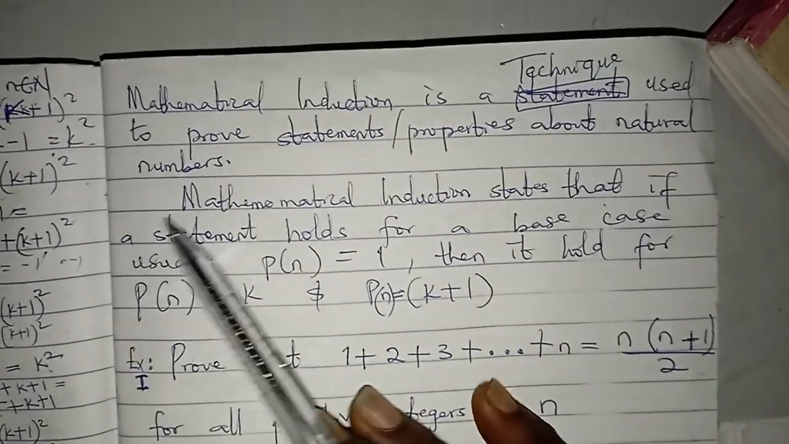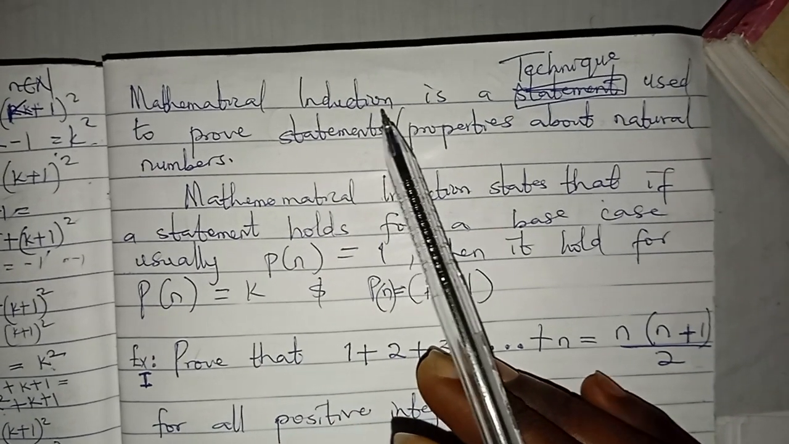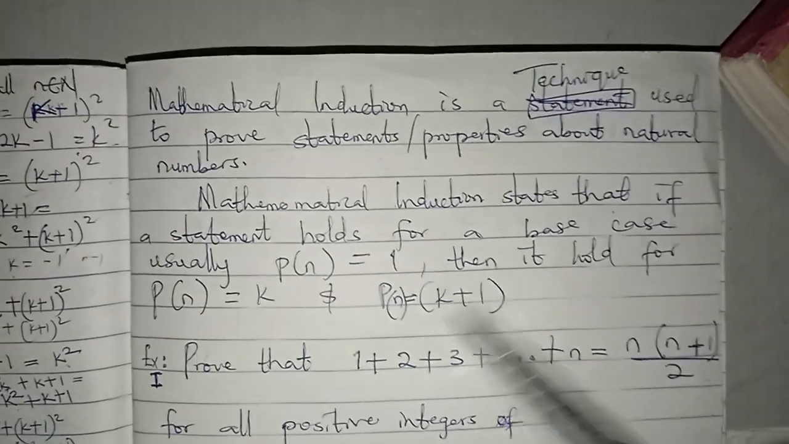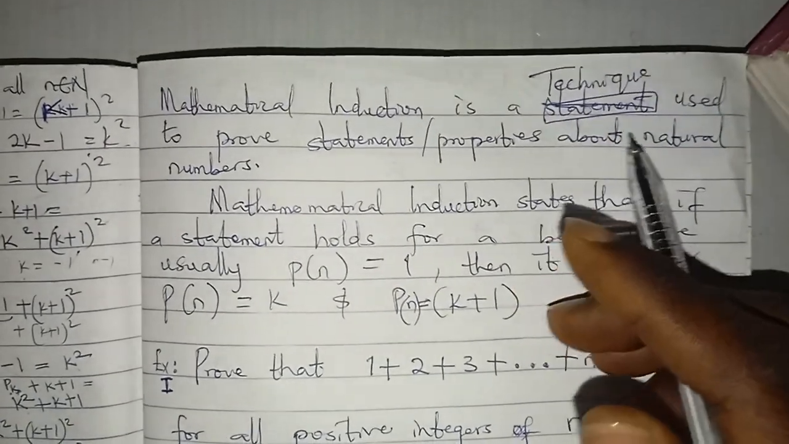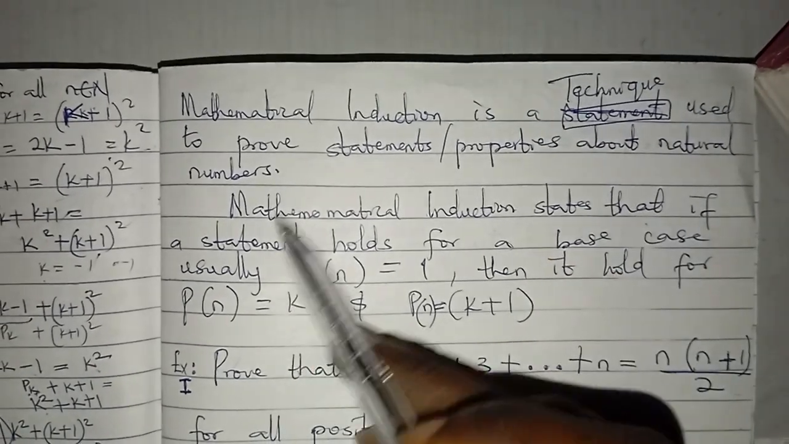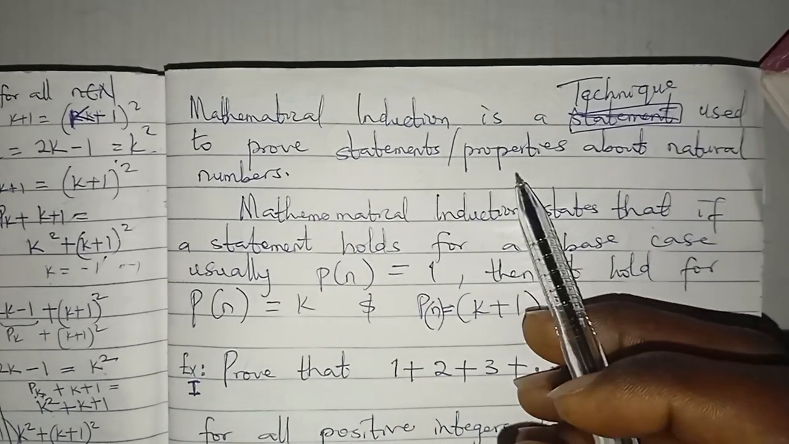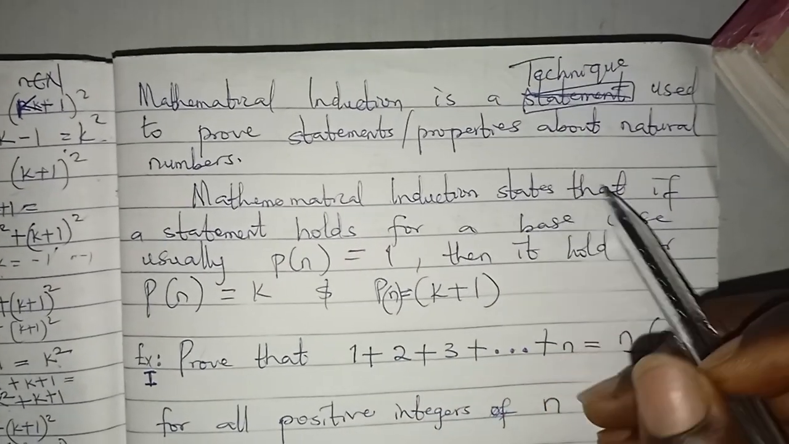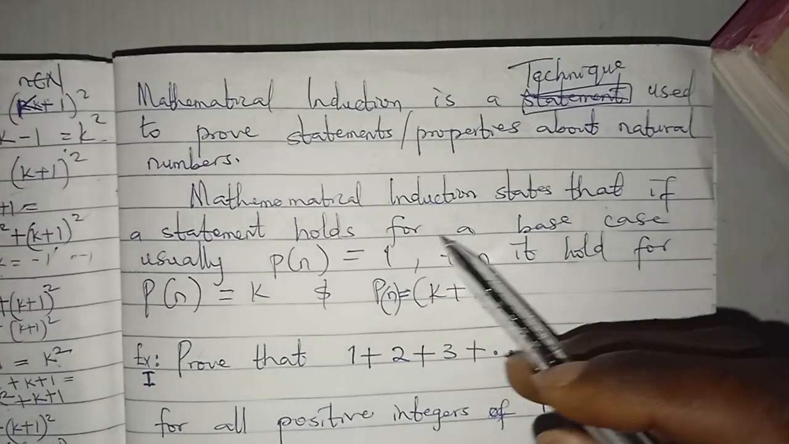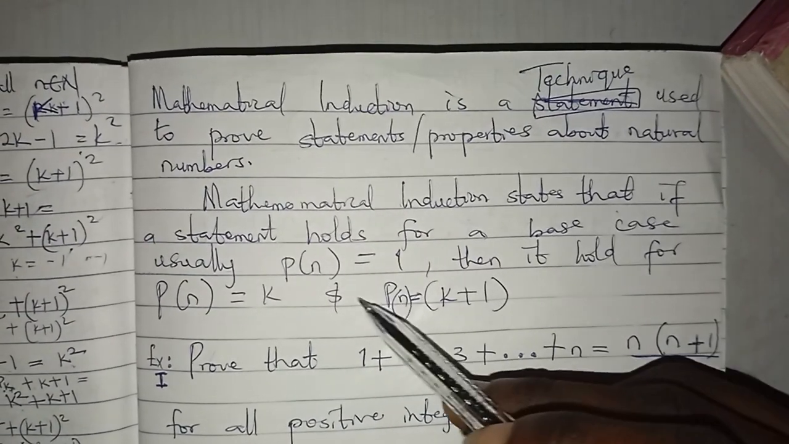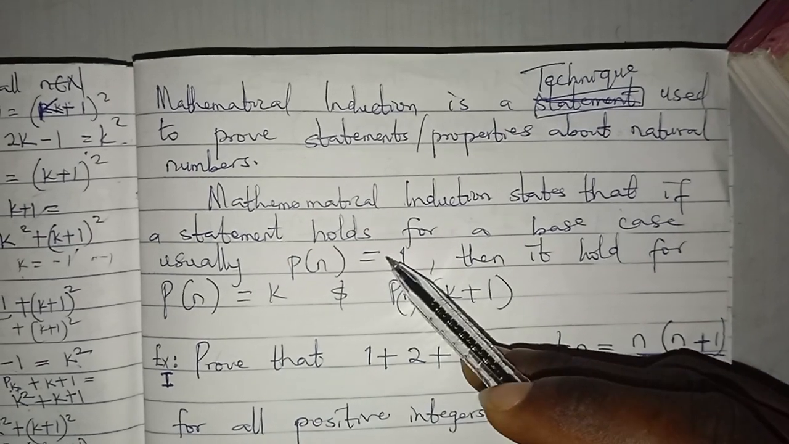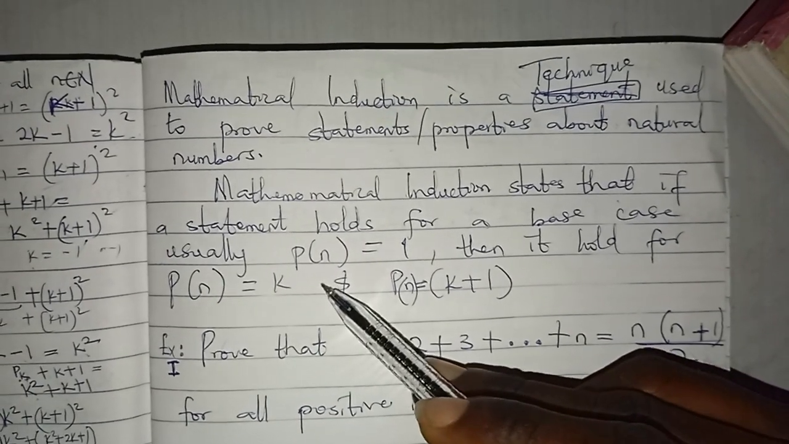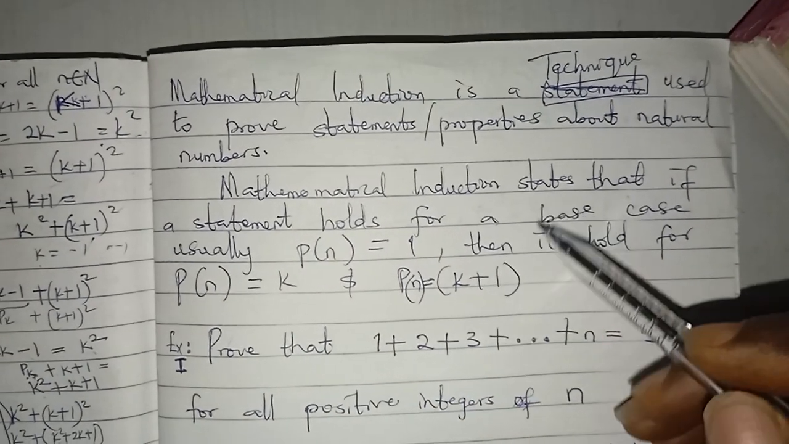Today we're treating mathematical induction. Mathematical induction is a technique, or a mathematical proposition, used to prove statements or properties about natural numbers. It states that if a statement holds for a base case, usually P of n equals 1, then it holds for P of n equals k and P of n equals k plus 1.